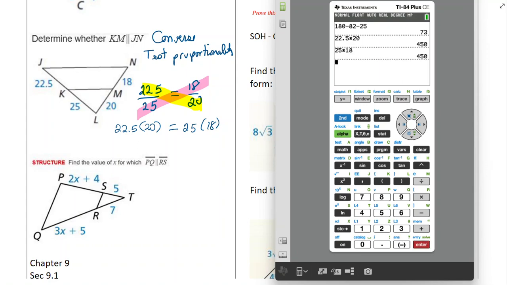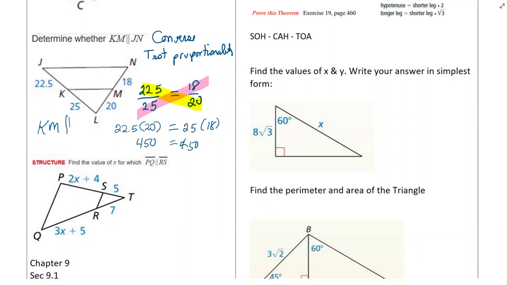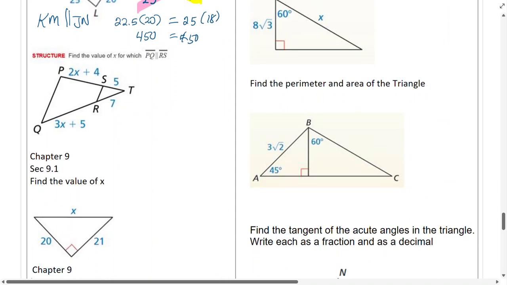I get, therefore, KM is parallel to JN by the converse of parallel lines on a triangle. Very good. So right now, we're getting to this final example because we're going to stop there and do trig on Wednesday.